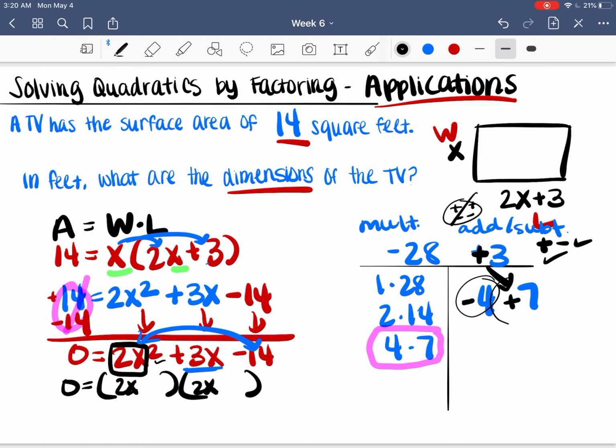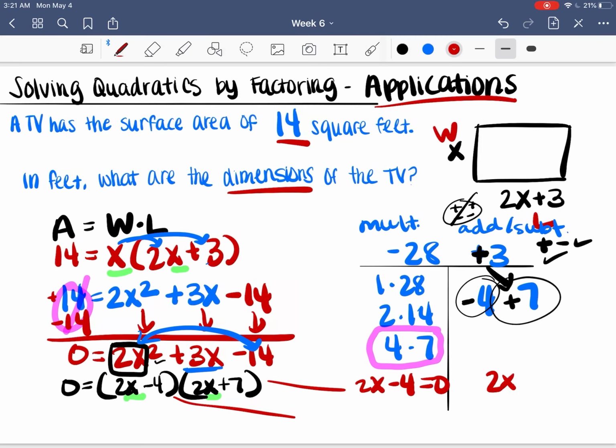All right, so let's put those two numbers at the end of my parentheses. Negative 4, and a positive 7. And again, it doesn't matter whether you flip them back and forth, you will get the same answer. All right, my goal is to get the x alone, which is not right now. So I'm going to take both of those factors and I'm going to split them up and set them both equal to 0. So I'm going to have 2x minus 4 equal to 0 and 2x plus 7 equal to 0 so that I can find out what x is equal to.